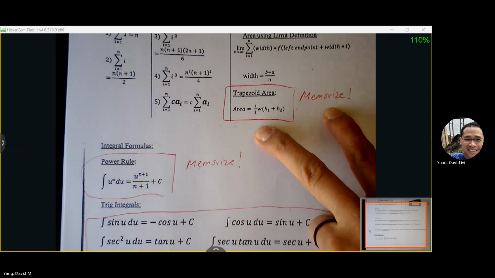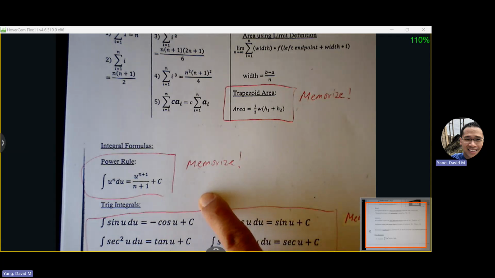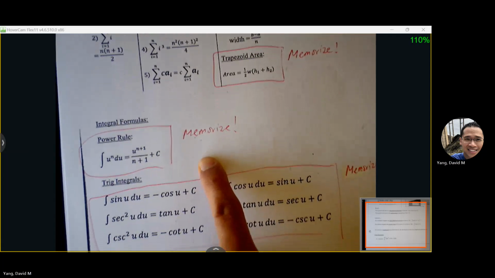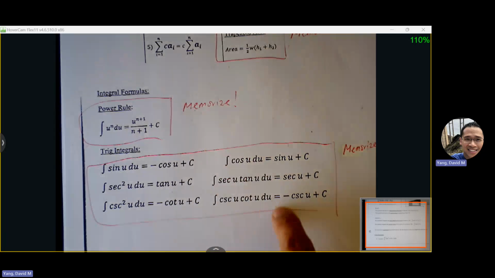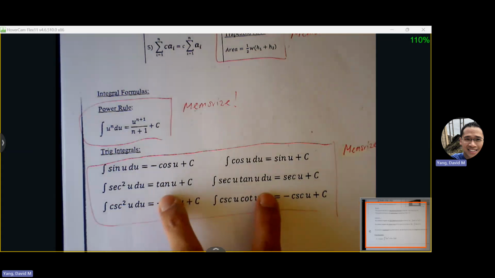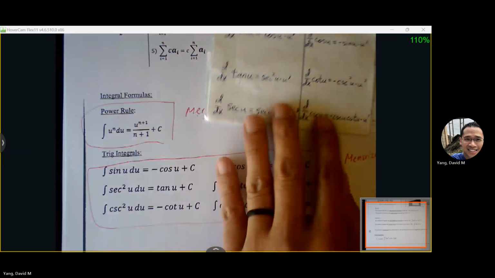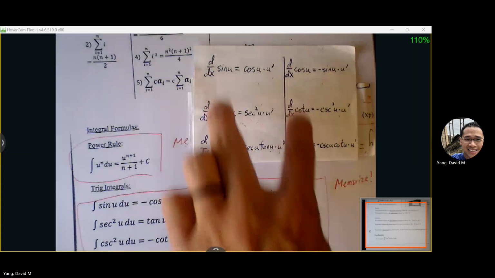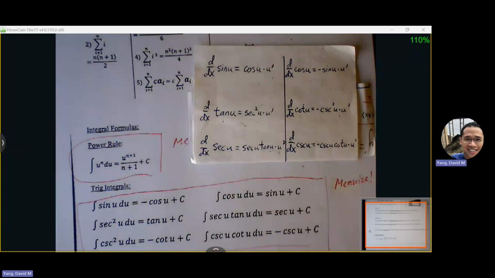You'll be expected to memorize the power rule, and then also your trig integrals. But we talked about how, with your trig integrals, don't feel like you're trying to memorize these rules. Just write out your derivative rules from first semester and just know that you're starting on the right side and moving to the left.